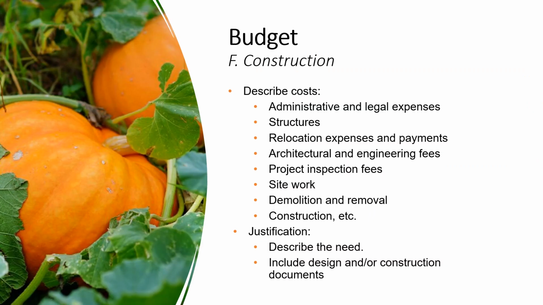Category F is for the project's estimated construction costs. Here, applicants will estimate the total cost of construction necessary to the project. Describe costs including administrative and legal expenses, structures, relocation expenses and payments, architectural and engineering fees, project inspection fees, site work, demolition and removal, construction, and miscellaneous expenses related to modernizing or expanding a new or existing facility. Be sure to describe the need for construction costs. For projects involving construction, include any design and/or construction documents.